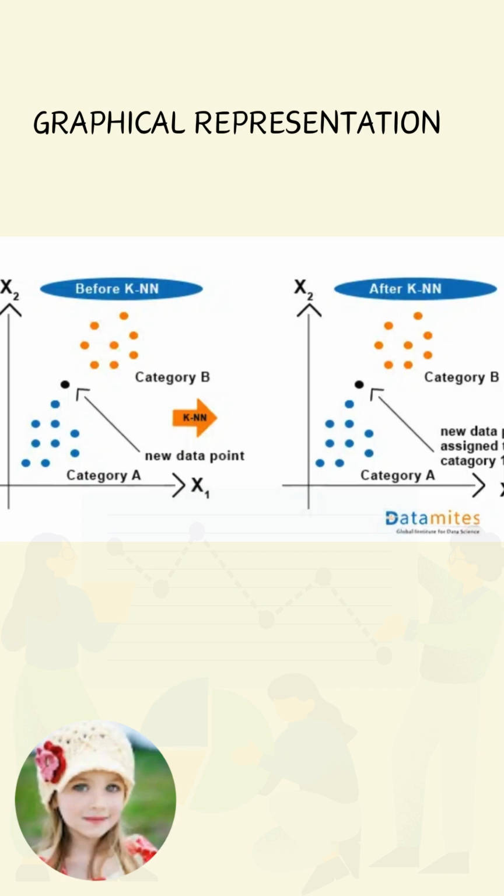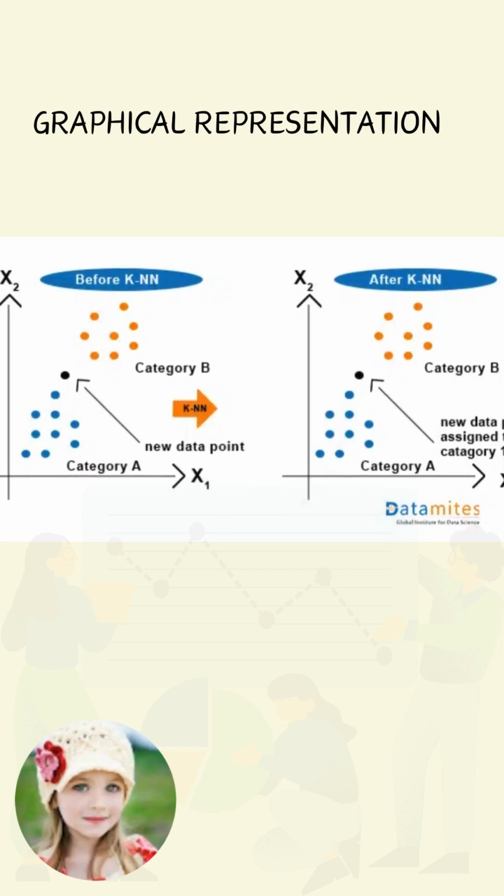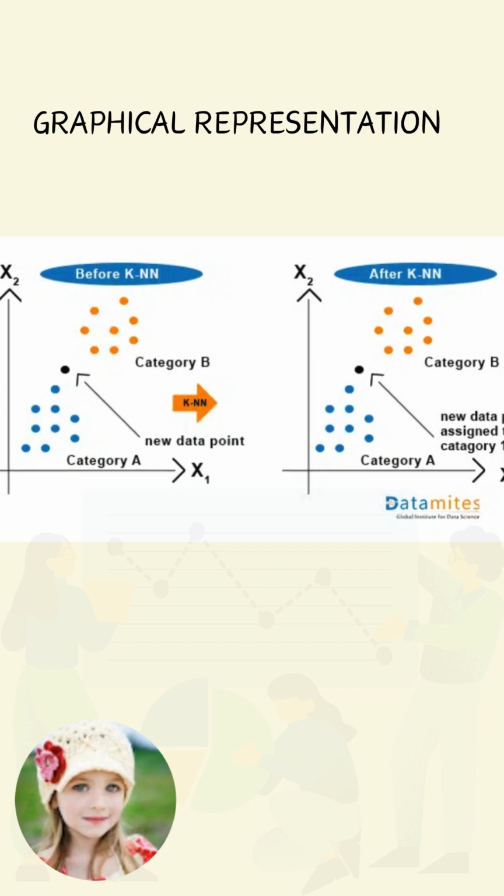Here is a graphical representation of the same. The black point is the new data point, and based on the value of k, we will place the new data point into category A.